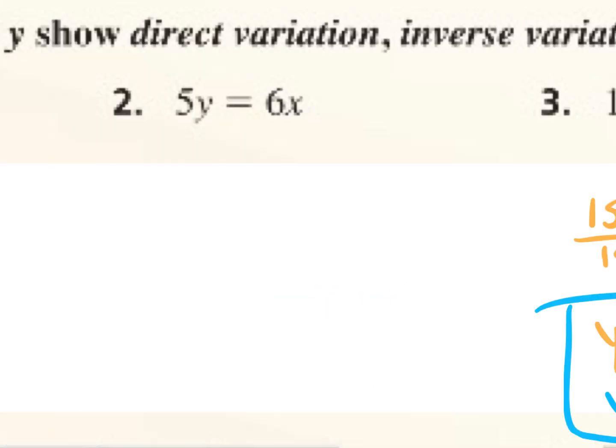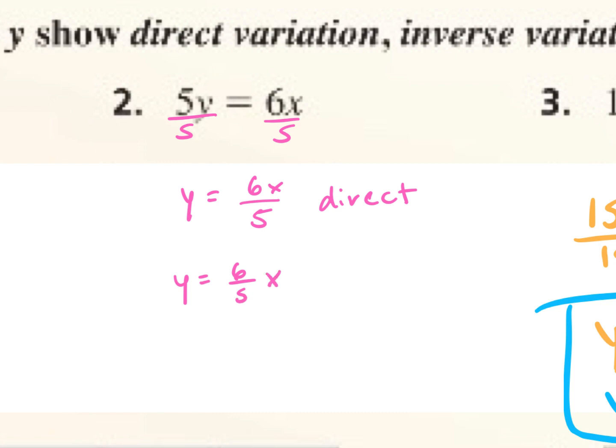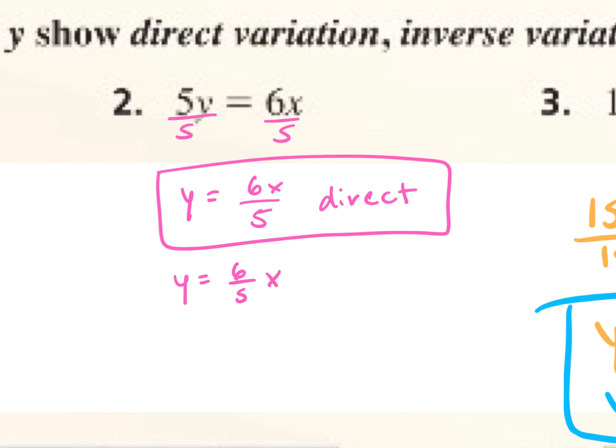All right, what'd you do first? Divide by 5. So y is equal to 6x over 5. What do we think? X on top, direct. Because this is like saying y is equal to 6 over 5 times x. X is being multiplied. So if x is on top, it's direct. If you're dividing by x, it's inverse.